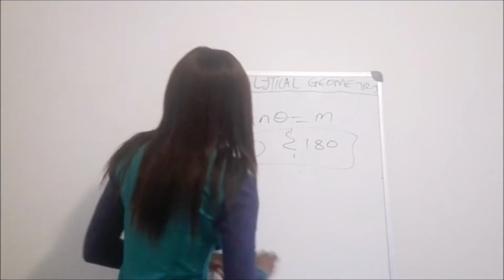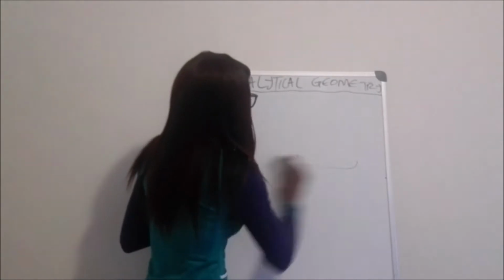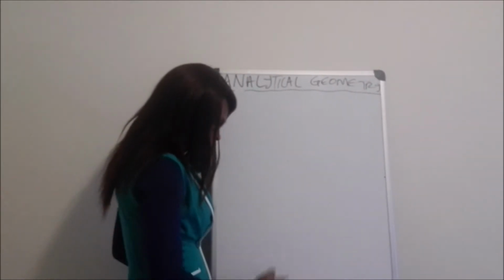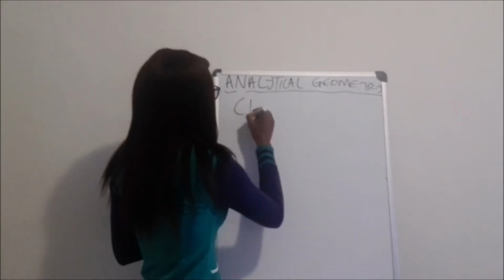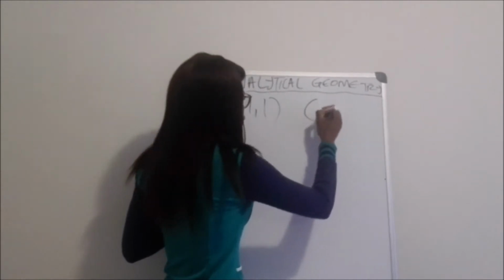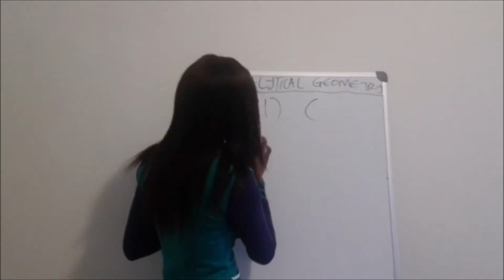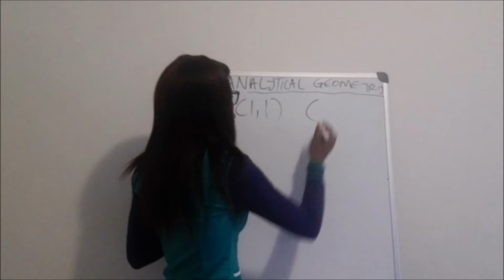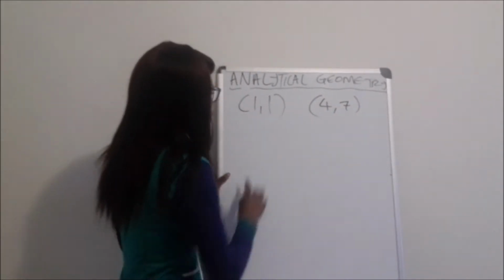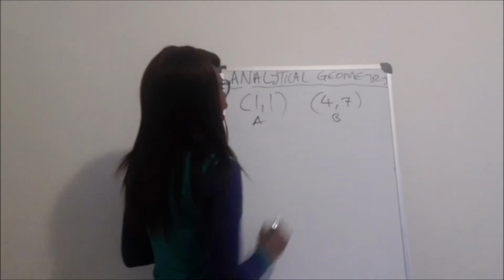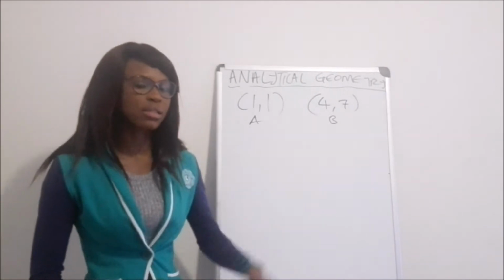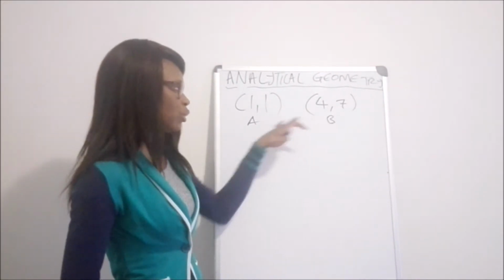All right, let's do a quick example and see how to find an angle of inclination. Suppose we want to find the angle of inclination of a straight line passing through point A (1, 1) and point B (4, 7). We are told to find the angle of inclination from the x-axis to the straight line passing through those two points.